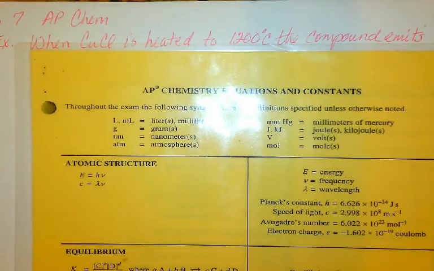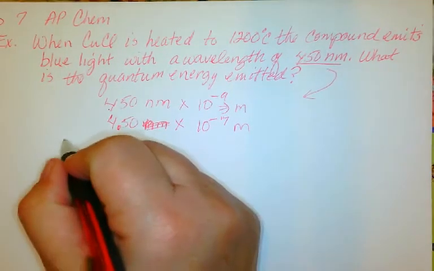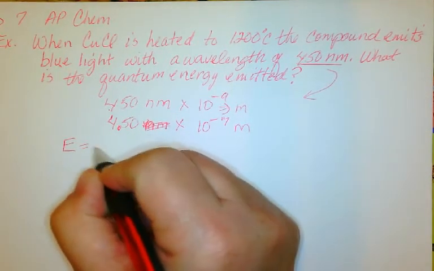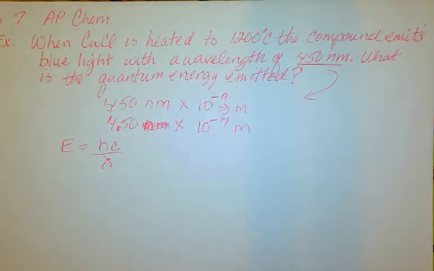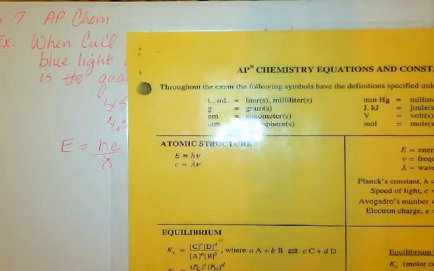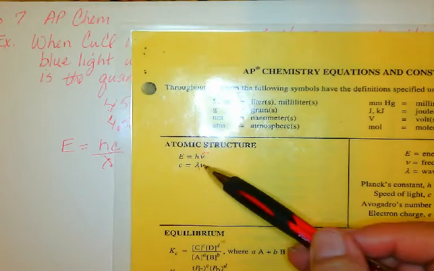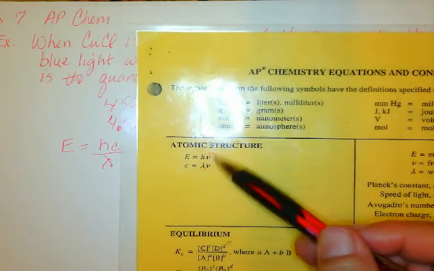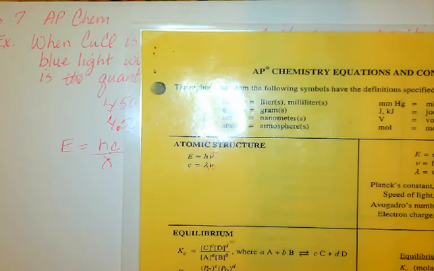Okay, so when we begin, we're going to use the equation from your notes. E equals hc divided by wavelength. Okay, so how did we get that? Well, it is just a combination of these 2. Since both of them have frequency in common, we can rearrange and combine these 2 equations to give us this version.